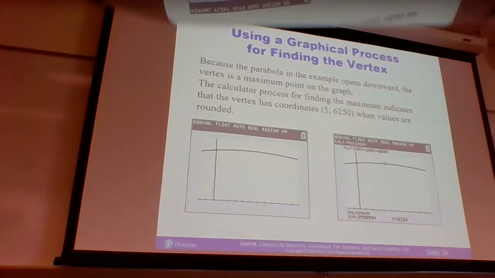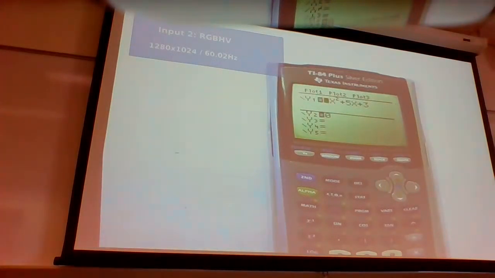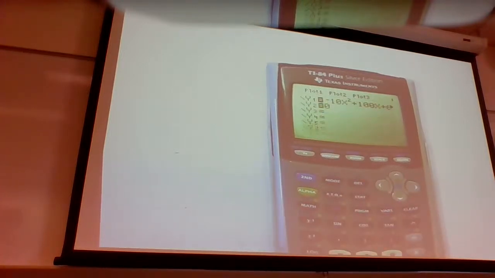Now, I want to practice doing it in the calculator, so I'm just going to give you the window. So let's go to y equals. Change it to our equation. What's our equation again? Negative 10x squared plus 100x plus 6,000. You can leave the 0 in there. We don't really need it. But we're not going to use a standard window this time. I'm going to provide you with a window.